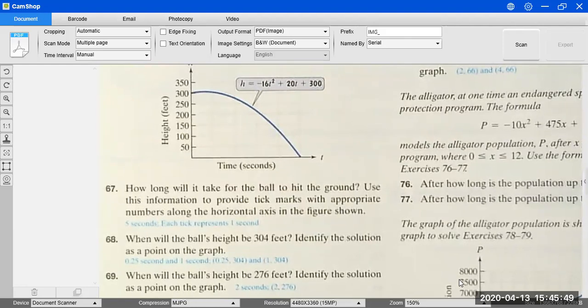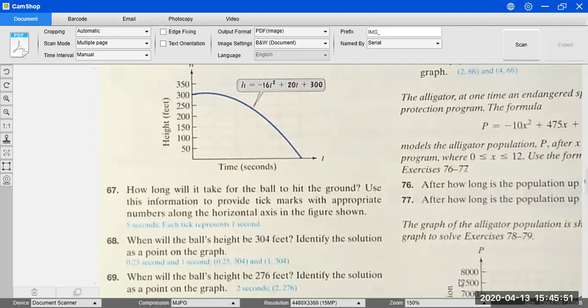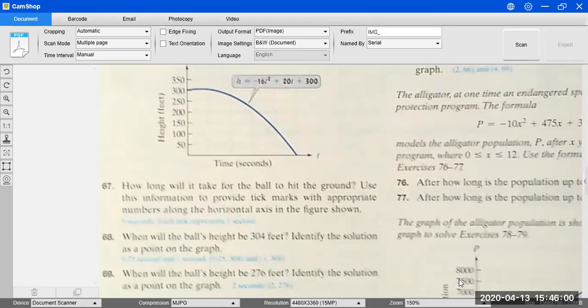So you have here problems 68 and 69. So in one case the height is 304 feet. In the other case the height is 276 feet.